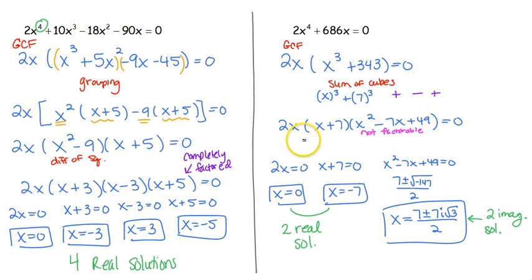We double check to see if we can factor any further. 2x is our GCF, that can't go any further, x plus 7, and that trinomial is not factorable. So this step right here is completely factored. We set each of our 3 pieces equal to 0. We've got x equals 0 and x is equal to a negative 7, giving us 2 real solutions here.